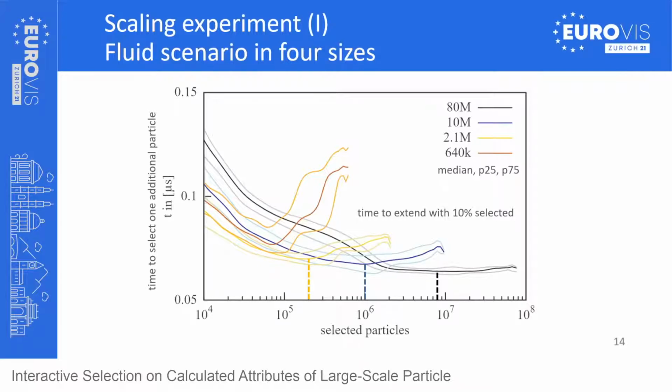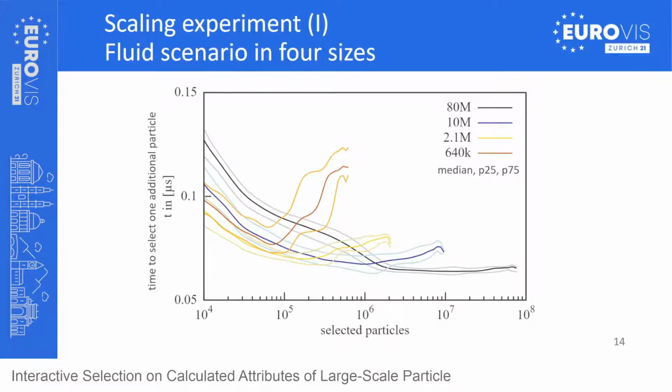Additionally, we can observe that the variance increases in small scenarios when almost all particles are selected. Apart from this observation, we measured a low variance throughout the whole extension process, which leads to the conclusion that the choice of the starting particle does not influence the performance.